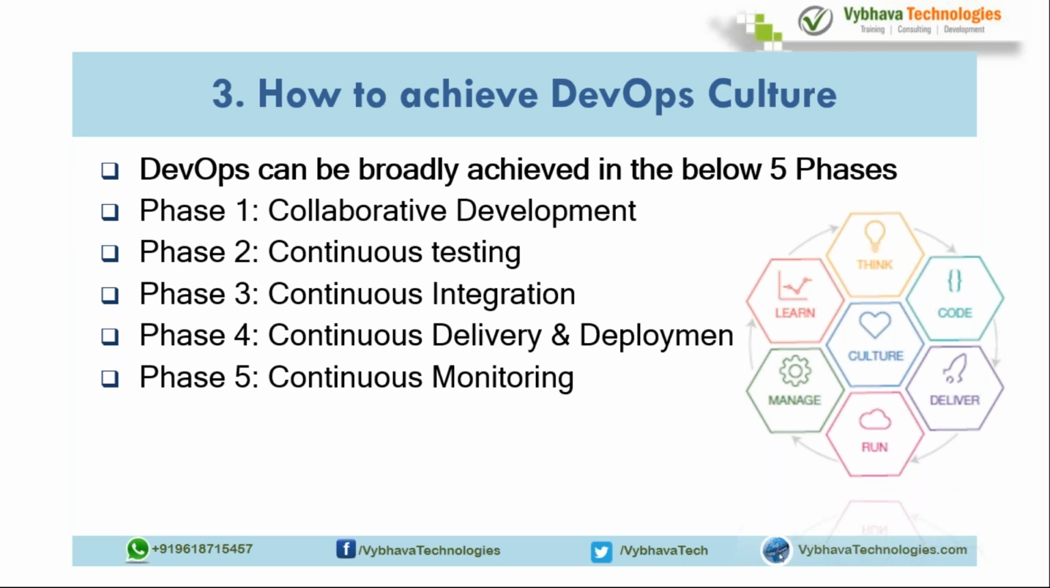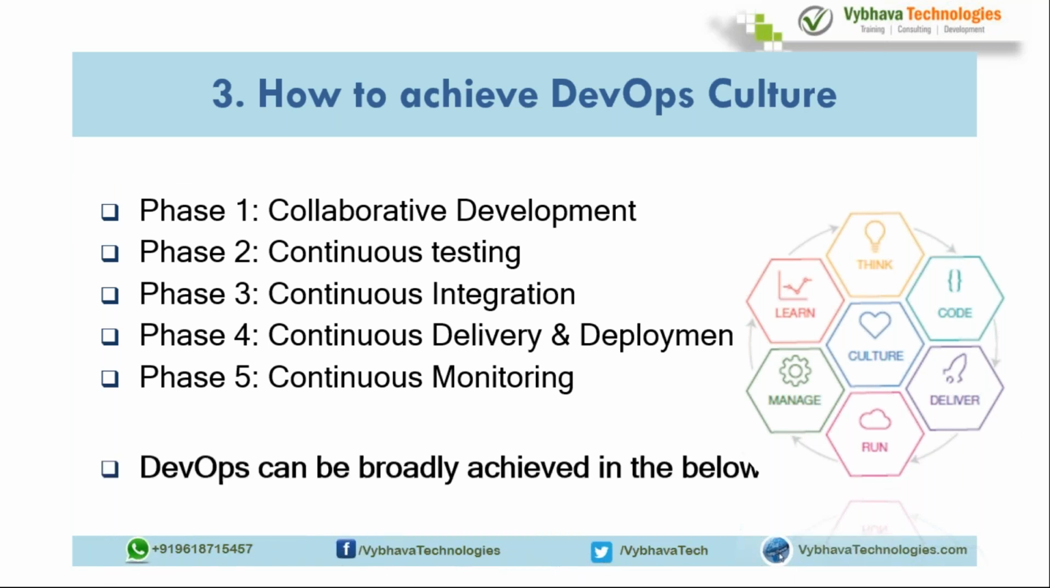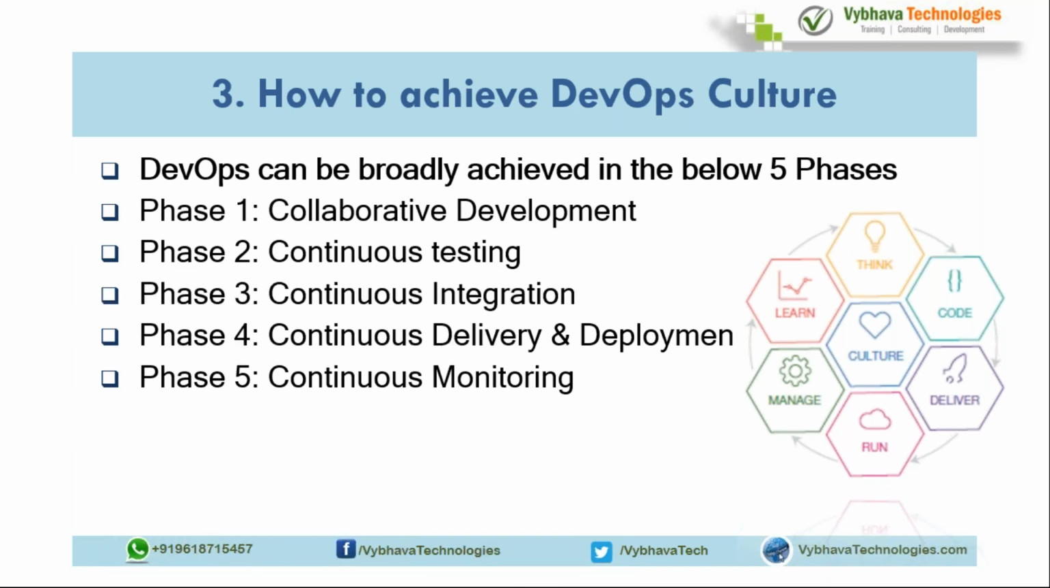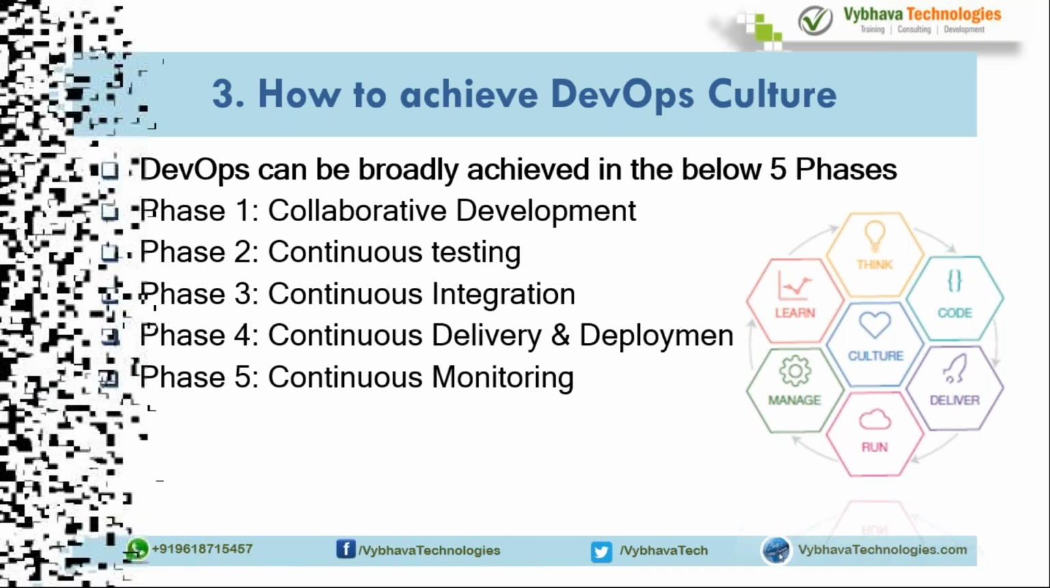So continuously you can monitor with the ELK stack, or you can go with Prometheus, or you can go with Nagios. That depends on the application, how your environment fits. So you need to think in a broader way to continuously monitor your application. Okay, so that is all about the 5 different phases which DevOps culture needs: collaborative development, continuous testing, continuous integration, and delivery deployments, then continuous monitoring.